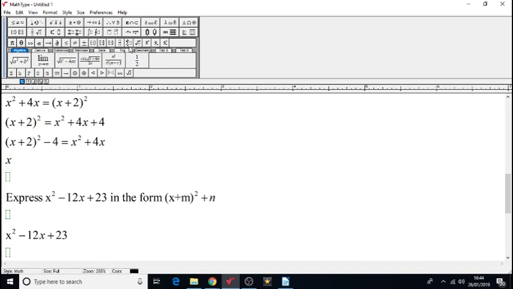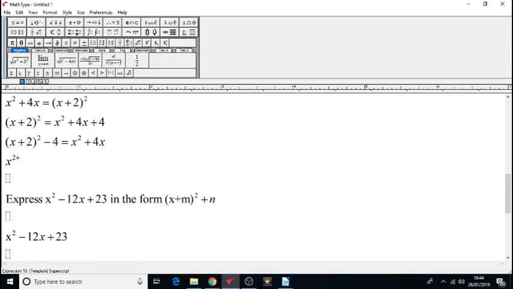So x squared plus 4x is equal to, open bracket, x plus 2 squared minus 4. You see what I've done? I just moved this to the right hand side, and moved this to the left hand side. Still equal to each other.